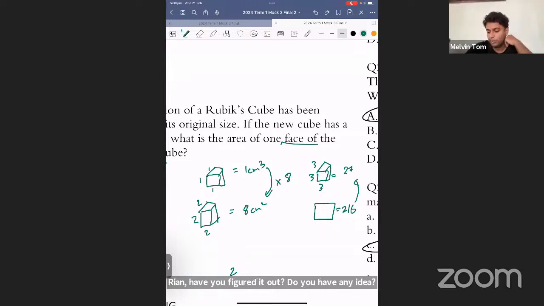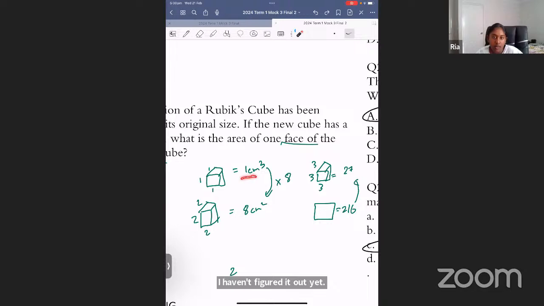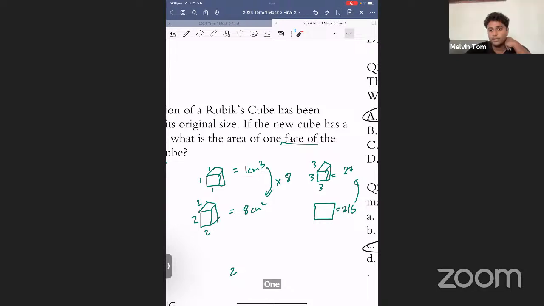All right. So when you start off with the smallest dimension of 1 by 1 by 1, what's the volume? 1. That's right. And the question says you have to double it. If you double it, what's 2 by 2 by 2? 6. No. Try again. Is it 2 times 2 times 2? That's right. 8.